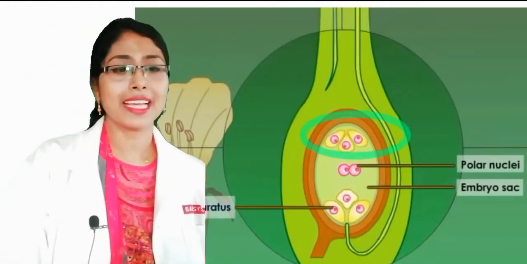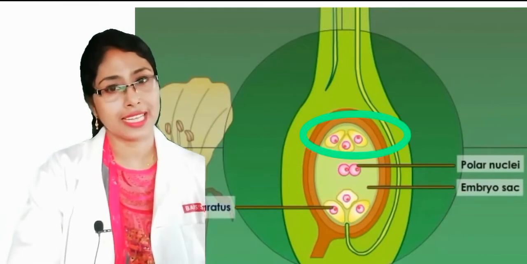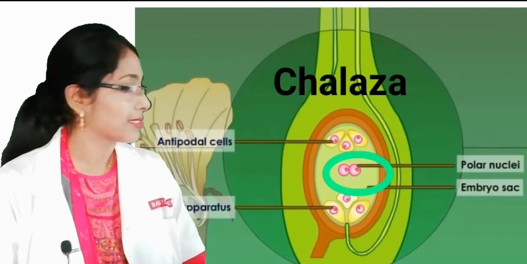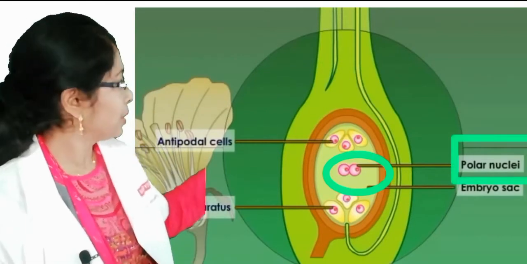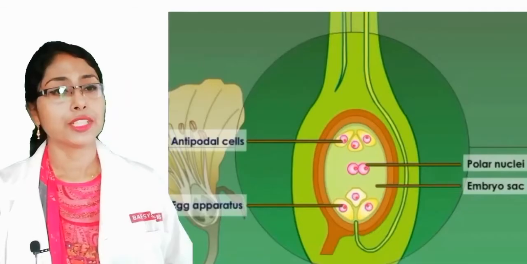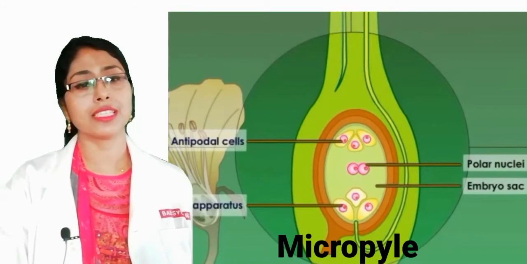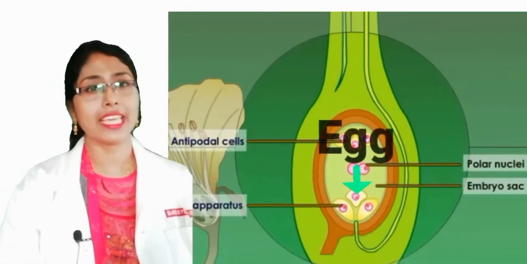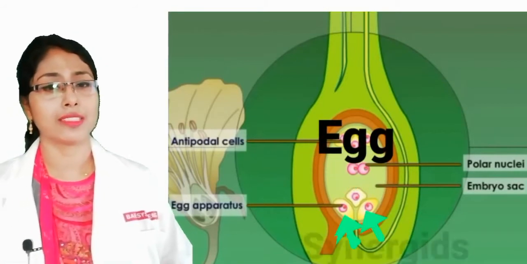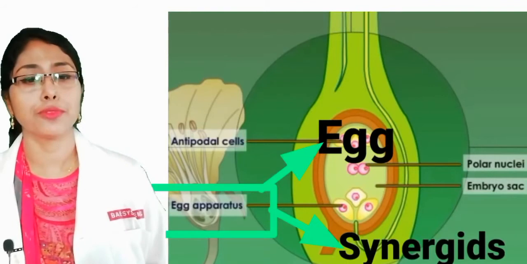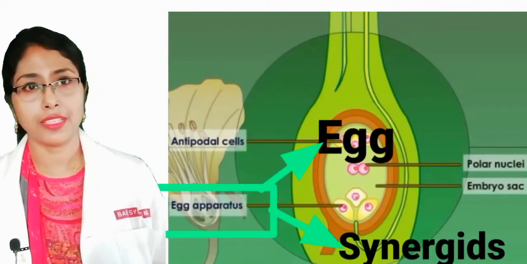The embryo sac has three cells towards the chalaza. These cells are known as antipodals. There are two nuclei in the middle called the polar nuclei. Three cells are towards the micropyle. The middle larger cell is known as the egg and the small cells are called the synergids. The egg and the two synergids form the egg apparatus.